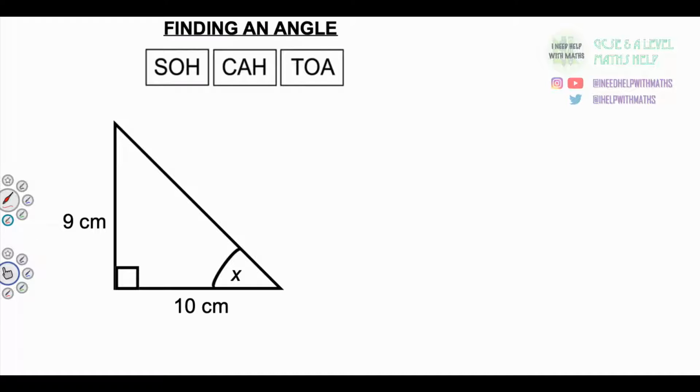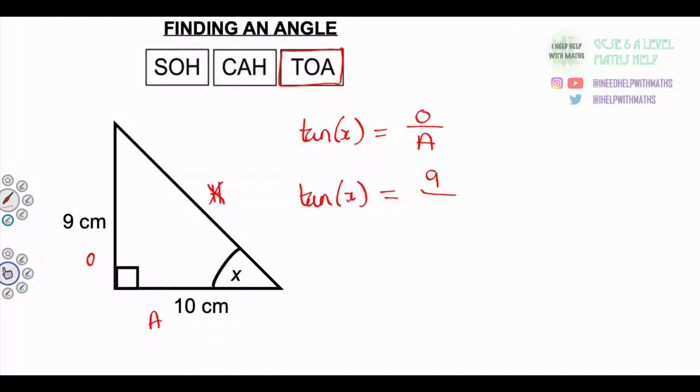Trigonometry can also be used to find an angle, and we use the same process in order to do that. So first label your sides. This is A, O and H, and then get rid of a side that you don't want. So we're not told the length of H, so we need to get rid of that. So we're looking at O and A, and the ratio that has that in is TOA. So the T relates to tan. So tan of the angle, and this time we're working out the angle. So it's going to be tan of x is equal to O over A. So tan of x is equal to O is 9 and A is 10.